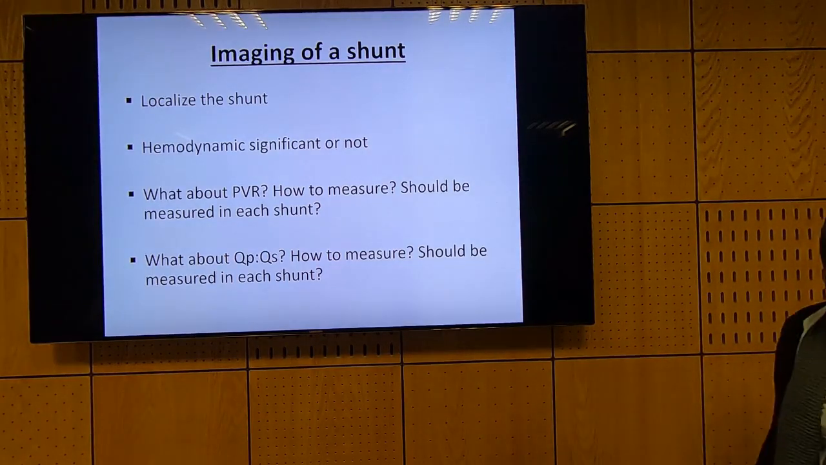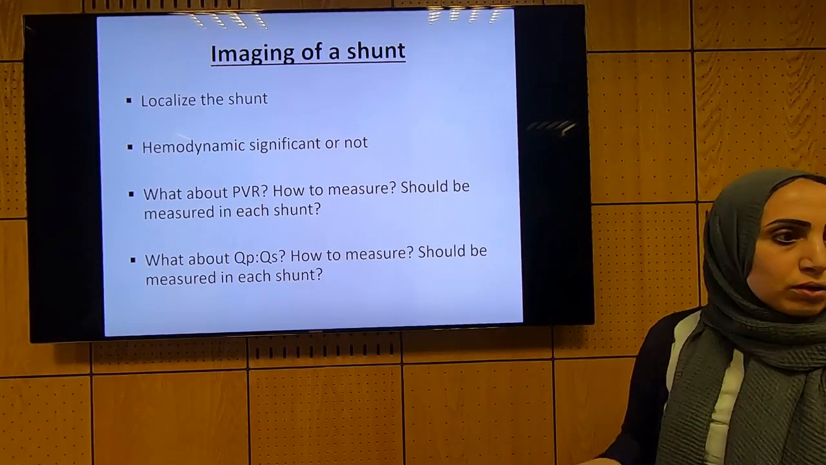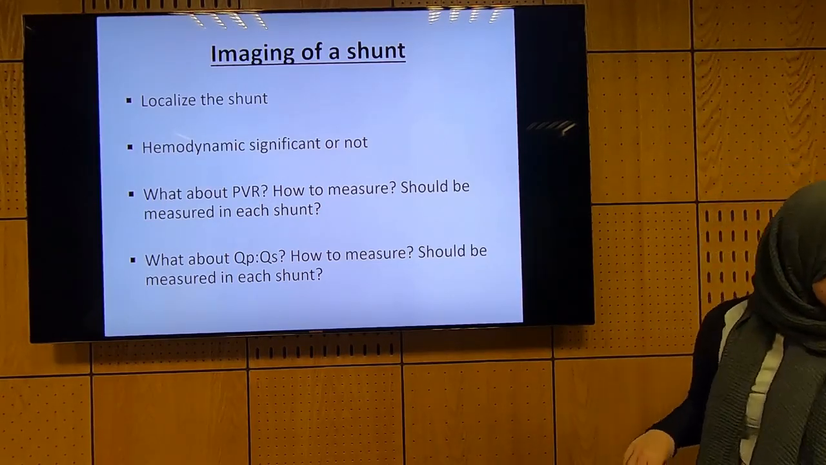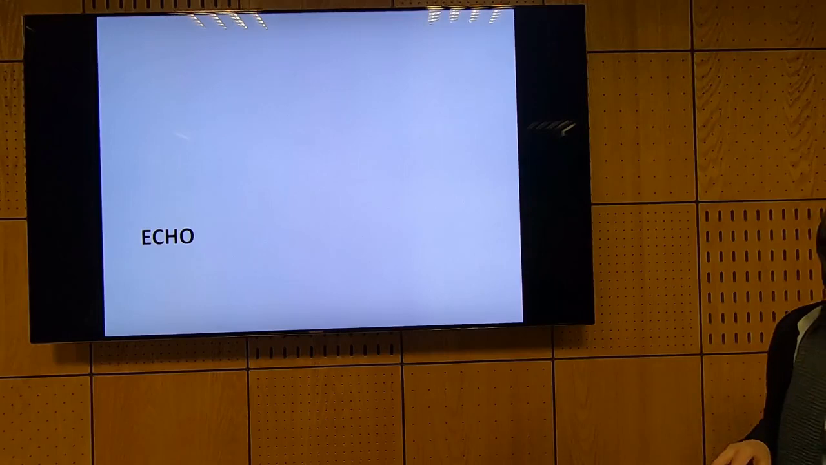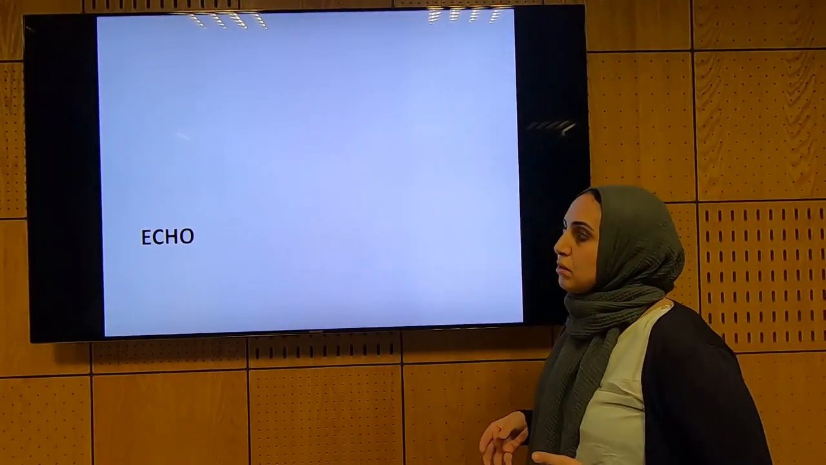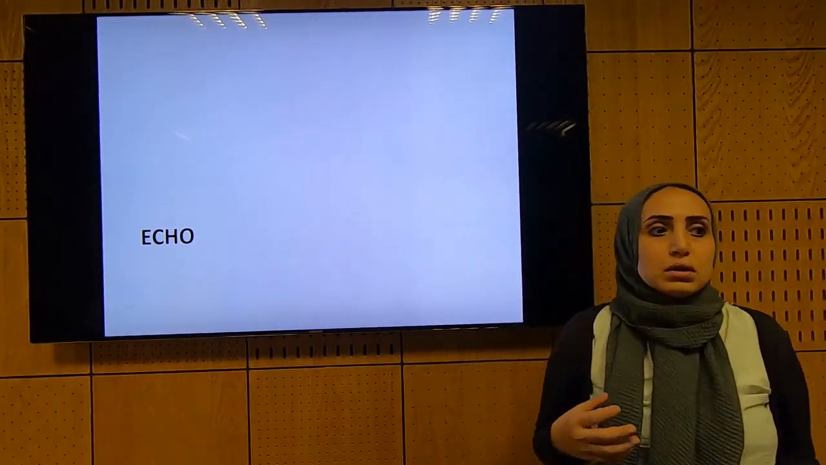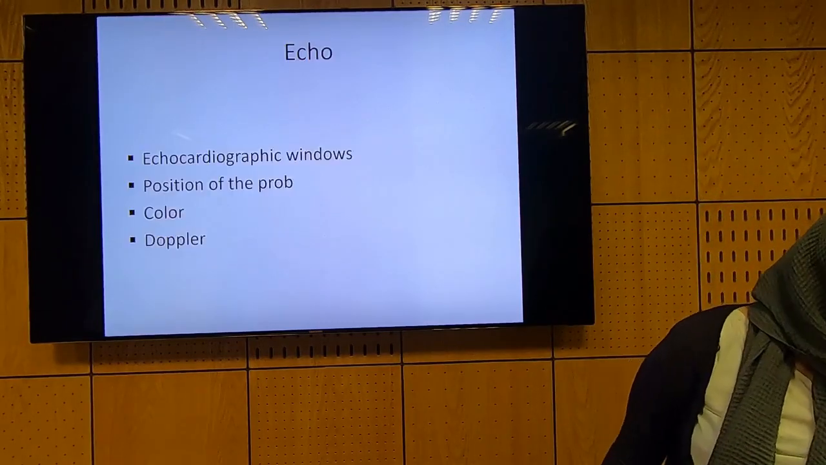How to localize the shunt? We have different imaging modalities. We have echo, we have CT and MRI, but echo remains the first bedside imaging tool. So we have to find the shunt by echo in most cases.